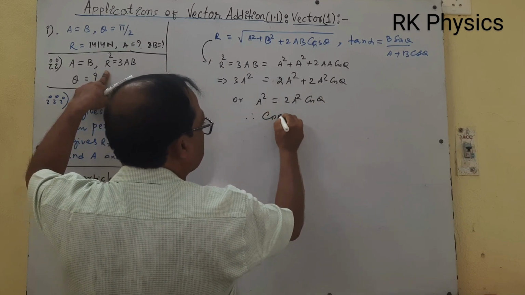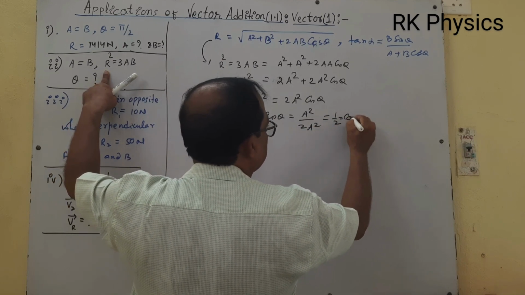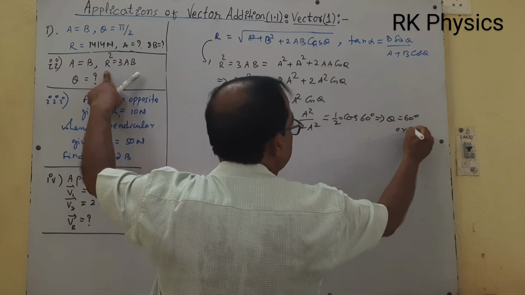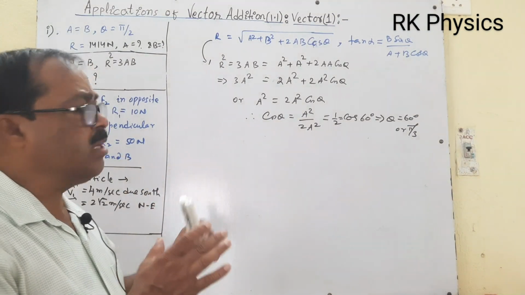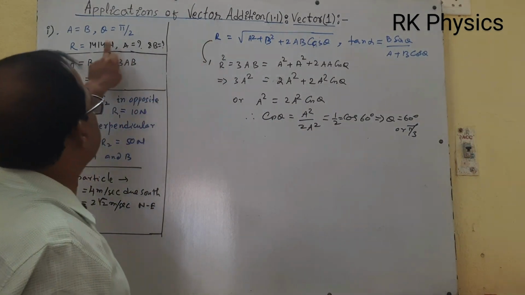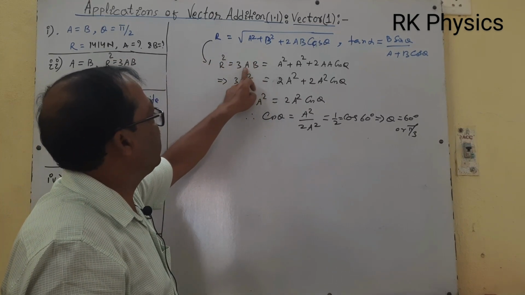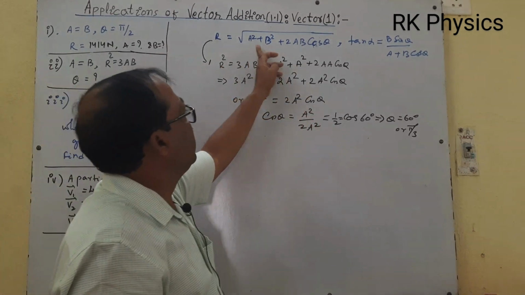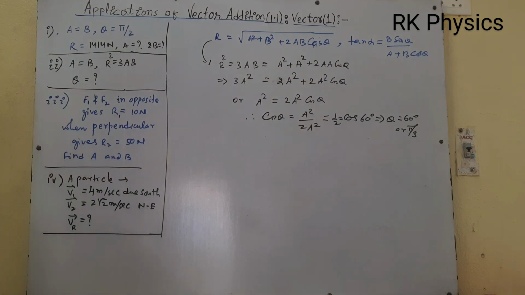Therefore cos theta is A square divided by 2A square, which is half, equal to cos 60. So this implies theta equals 60 degree or pi by 3. Are you able to get it? Instead of R, you take R square as per the question. R square means remove the root, so R square is 3AB. A and B have the same magnitude, so you write A instead of B, then solve it, and at last you get the answer.